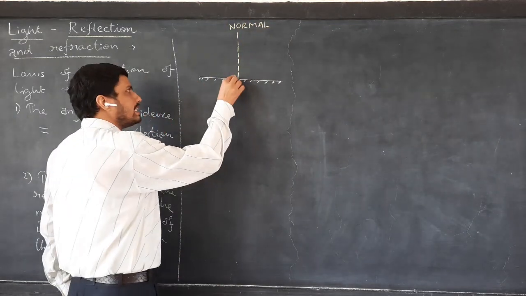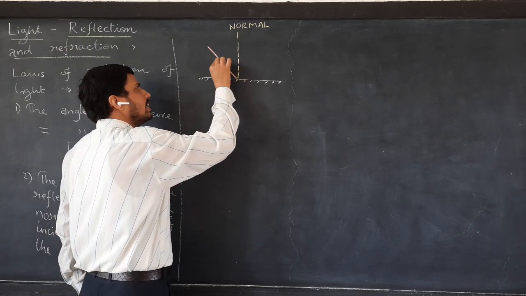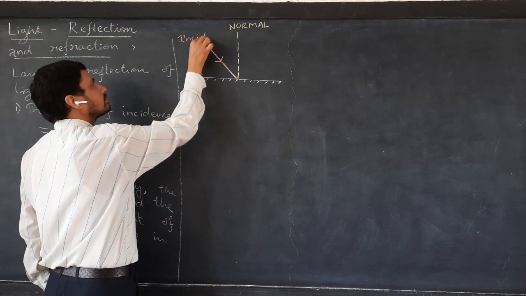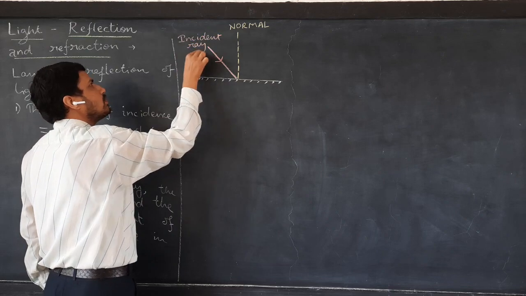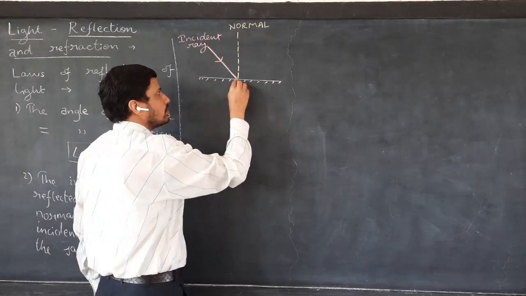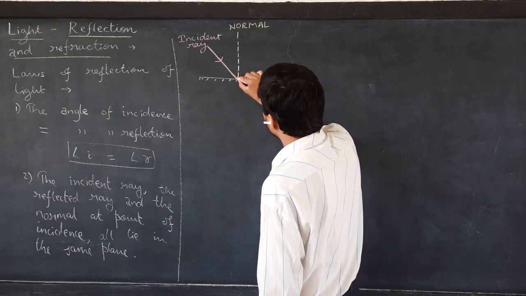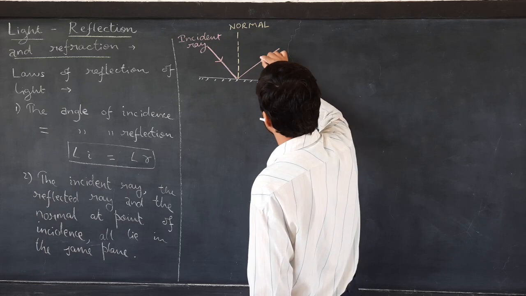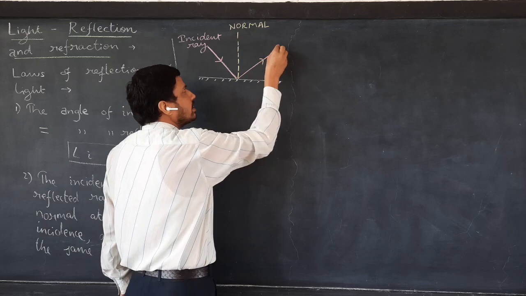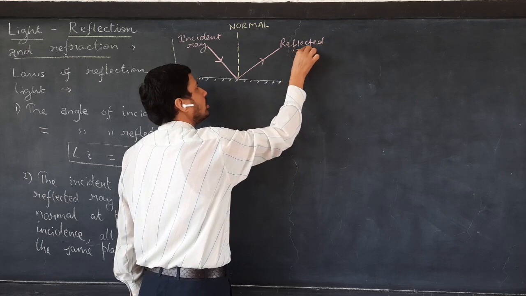Now, if you draw some ray of light incident at this point, that ray we will call the incident ray of light. This light ray, we know it bounces off the reflecting surface, but there is a rule. It will bounce predominantly in a particular direction only. It cannot bounce anywhere. And this reflected ray will also make some angle with the normal.